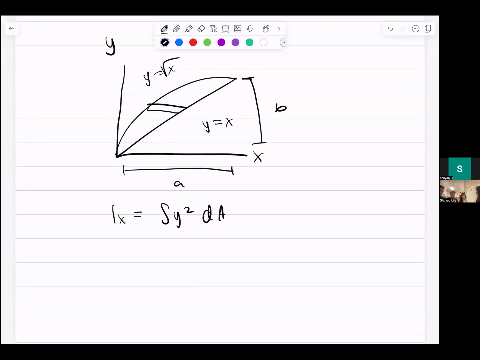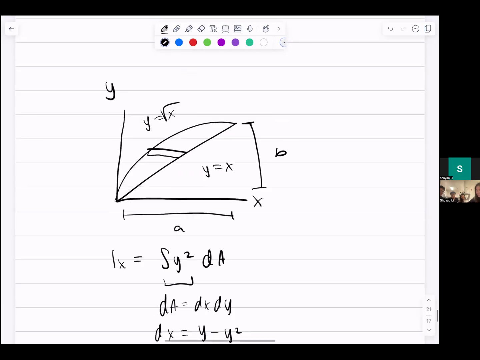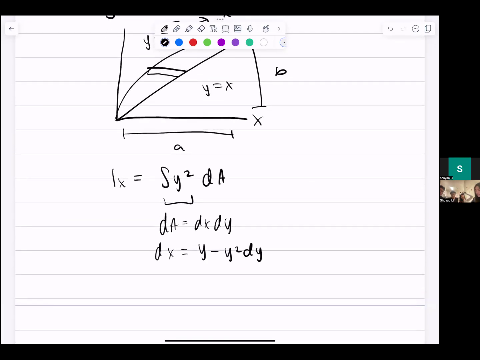Yes, for the moment of inertia, not for the centroids. Because for the centroid, it's x in x, but here it's y, it's opposite. So in this case, dA would be dx dy, and our dx would be y minus y squared. So dA equals dx dy equals that, okay?